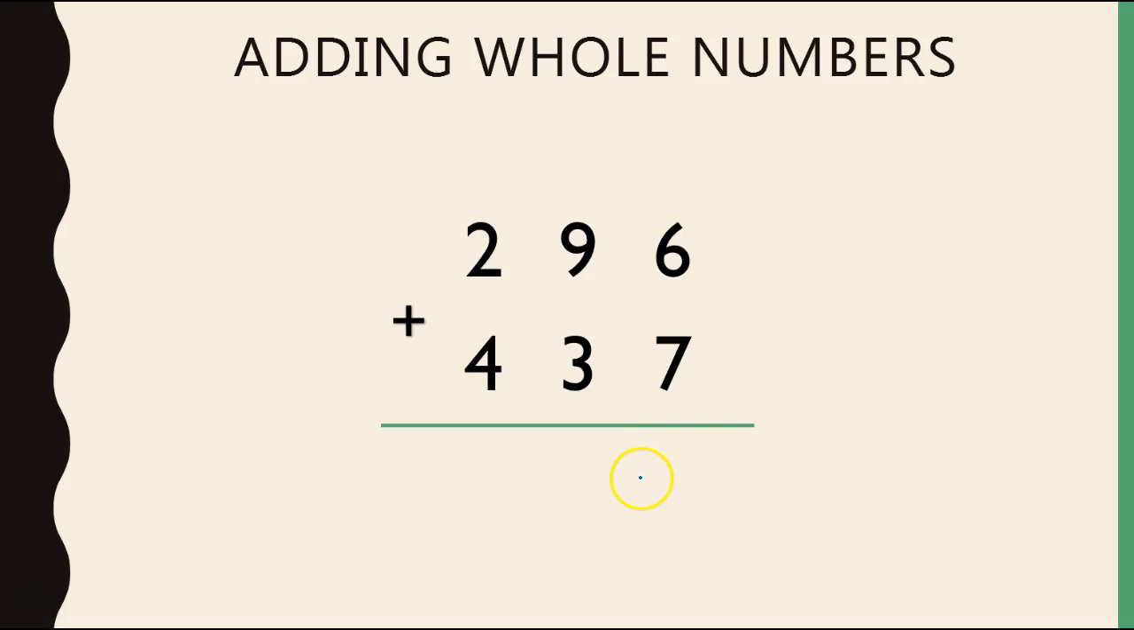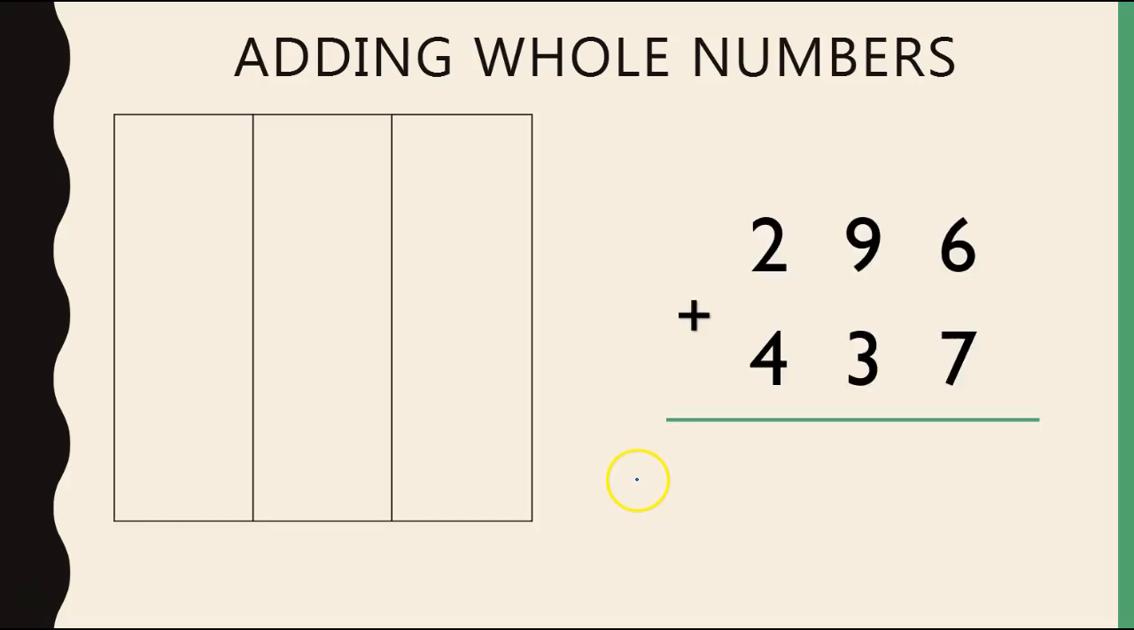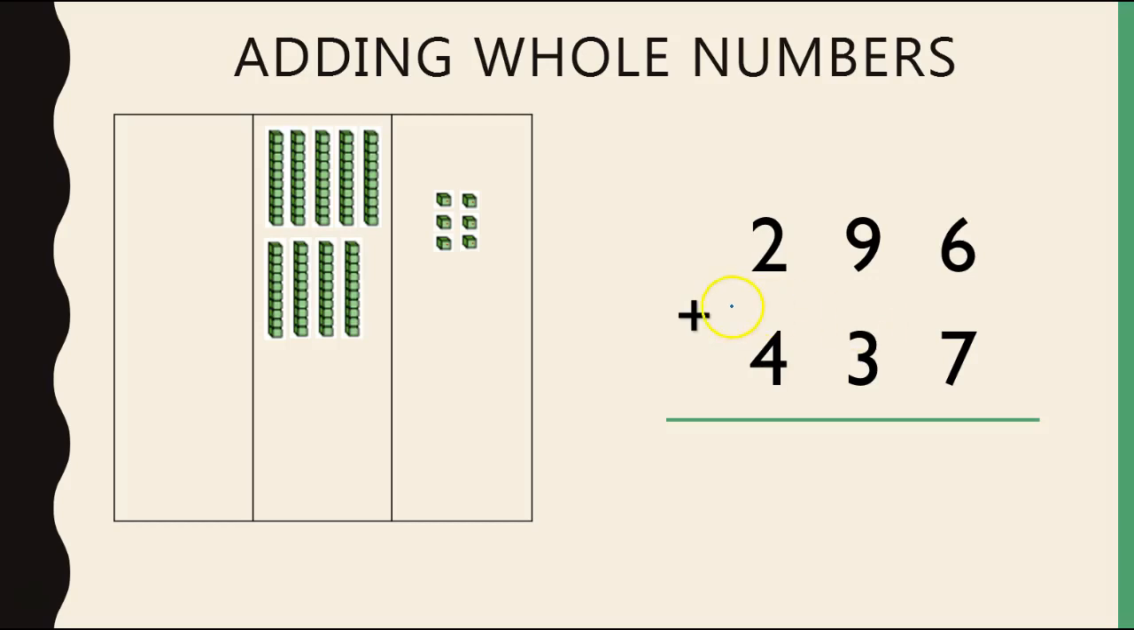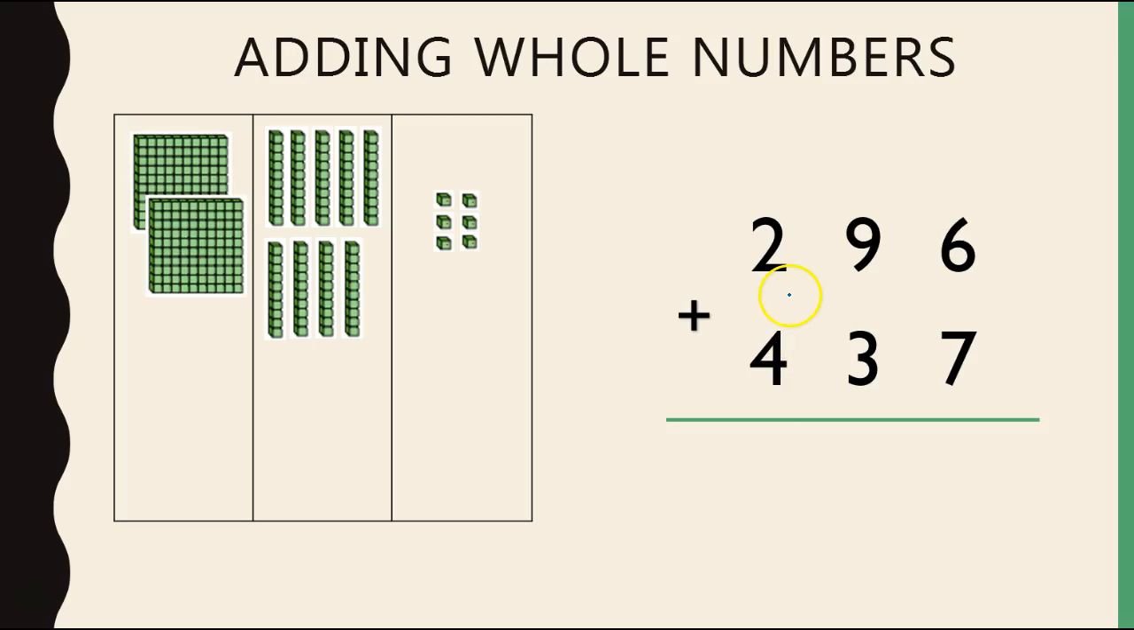Okay, so let's take a look and see what this looks like with base 10 blocks first. We have 6 ones, so we'll put 6 ones. We have 9 tens, so we put 9 tens. And we have 2 hundreds, so we'll put 2 hundreds. Okay, well, the first thing we need to do is add the ones, 7 ones. So we're going to go ahead and put 7 ones blocks in there.